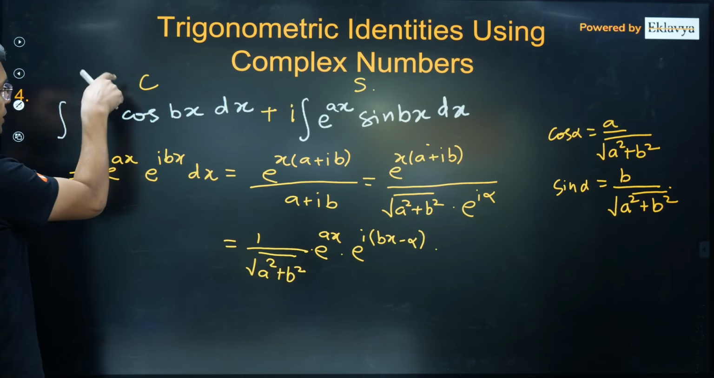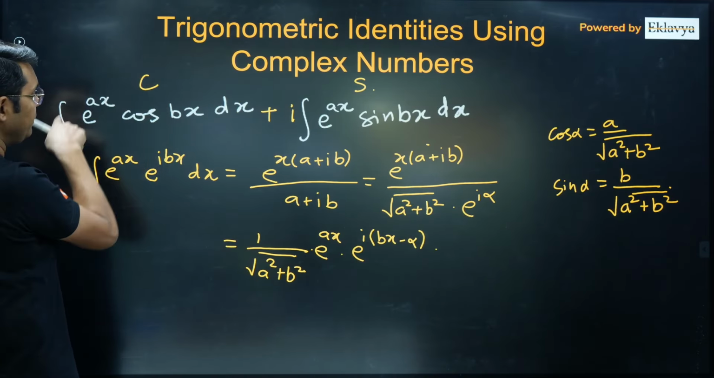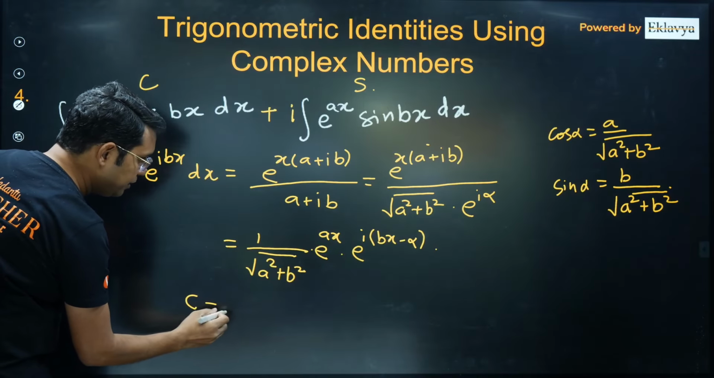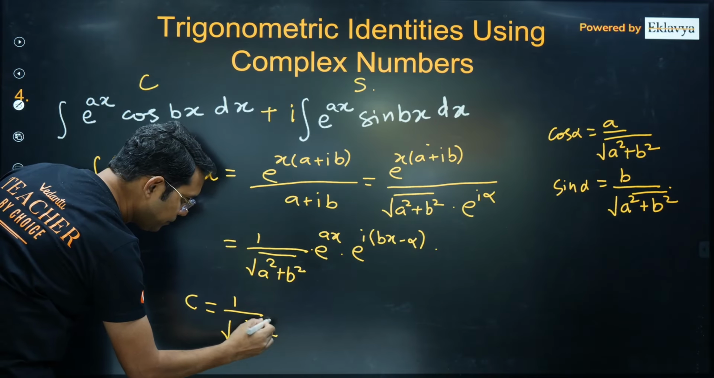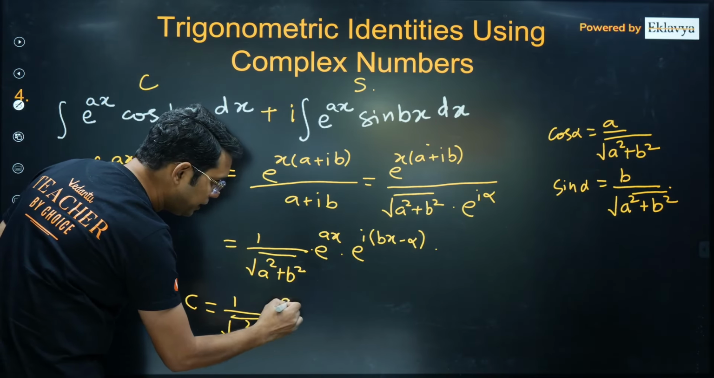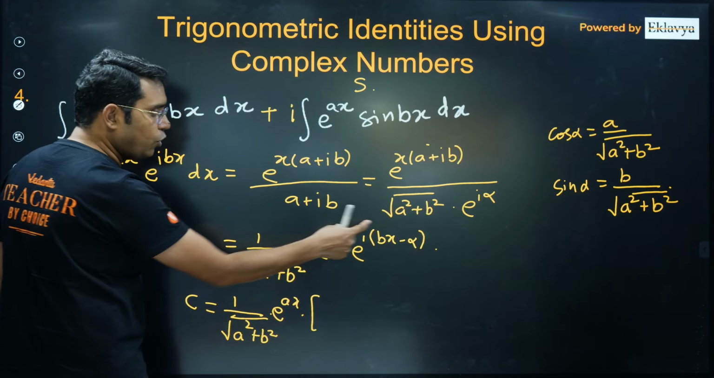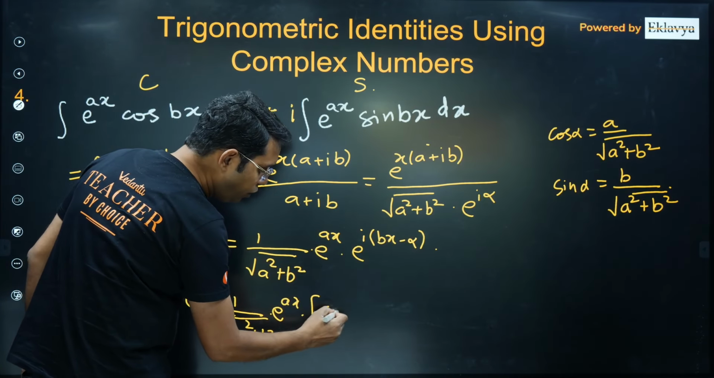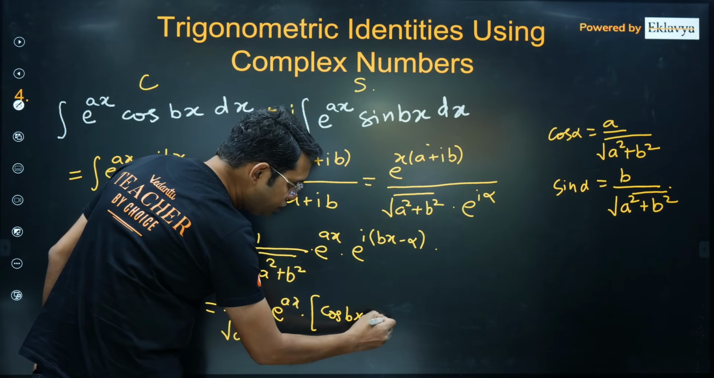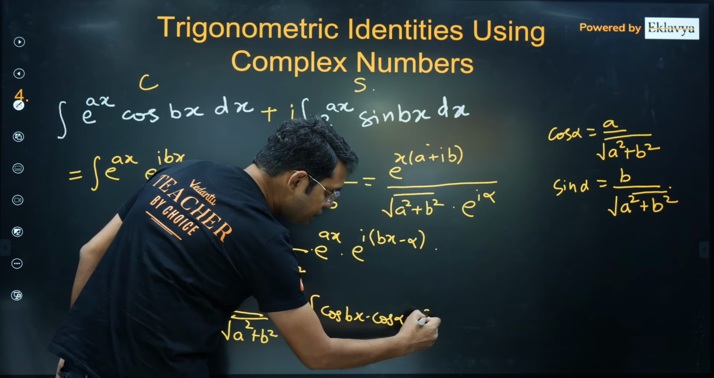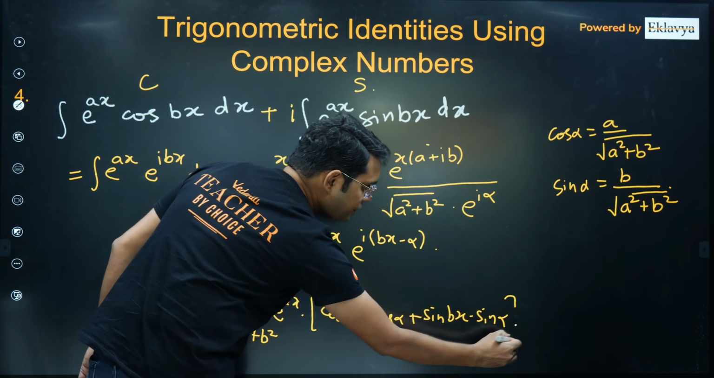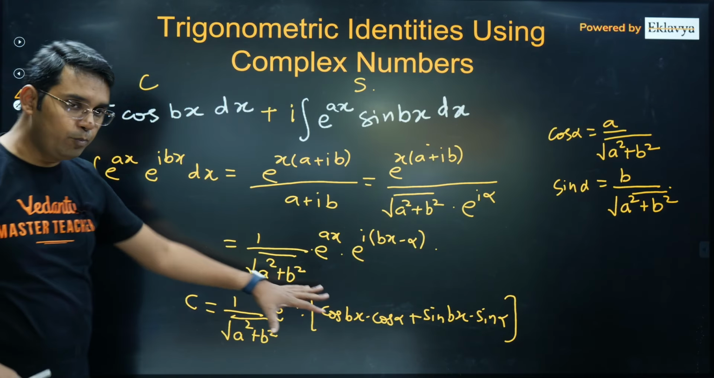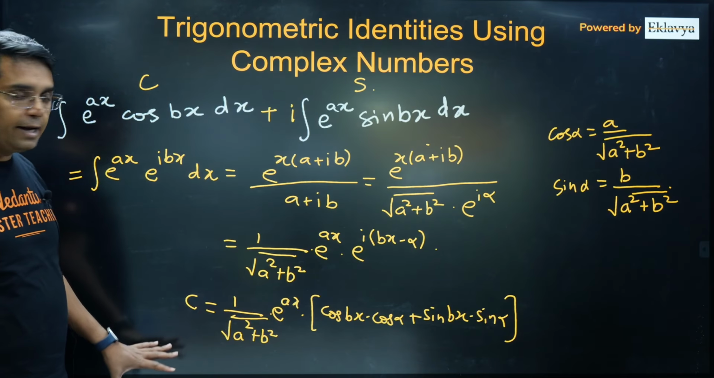Okay, so the integral of this, that means this first integral will be the real part, that is 1 upon root over a square plus b square into e power ax, and the real part means cos of this thing, which means cos of bx into cos alpha plus sine of bx into sine alpha. Now these values of cos alpha, sine alpha, if you put, you get the integral directly.